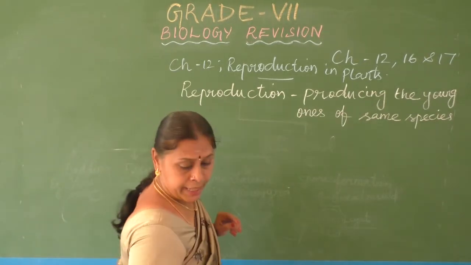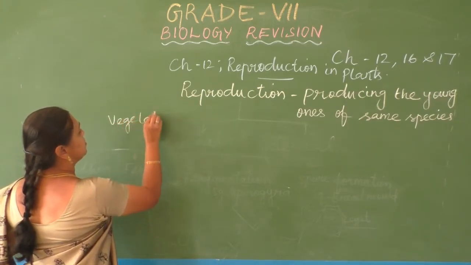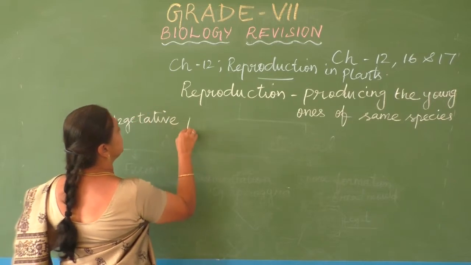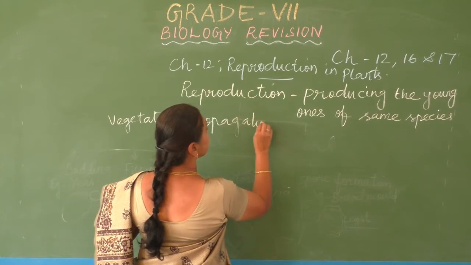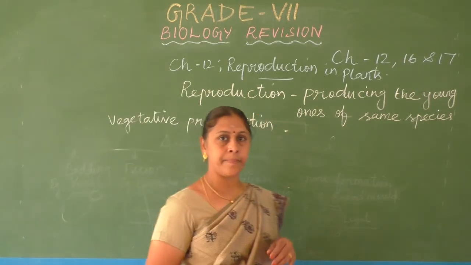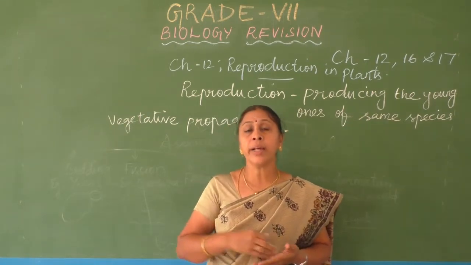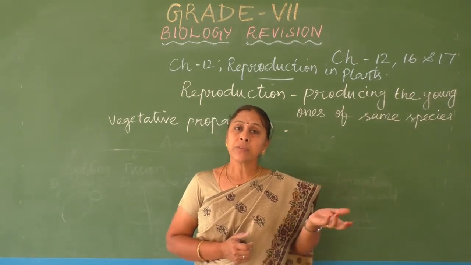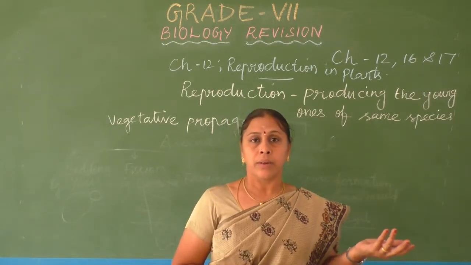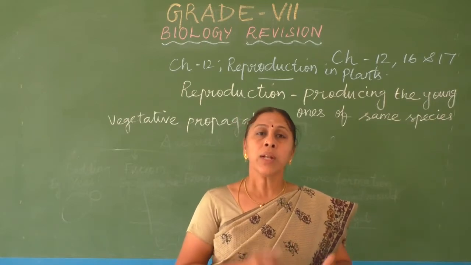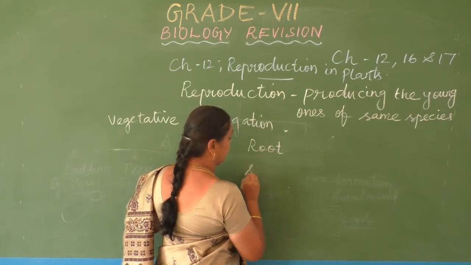In vegetative propagation, what are the vegetative parts of a plant? The parts which are involved in reproduction are called reproductive parts. The parts which are not involved in the process of reproduction are called vegetative parts. Like that, root, stem, leaf.